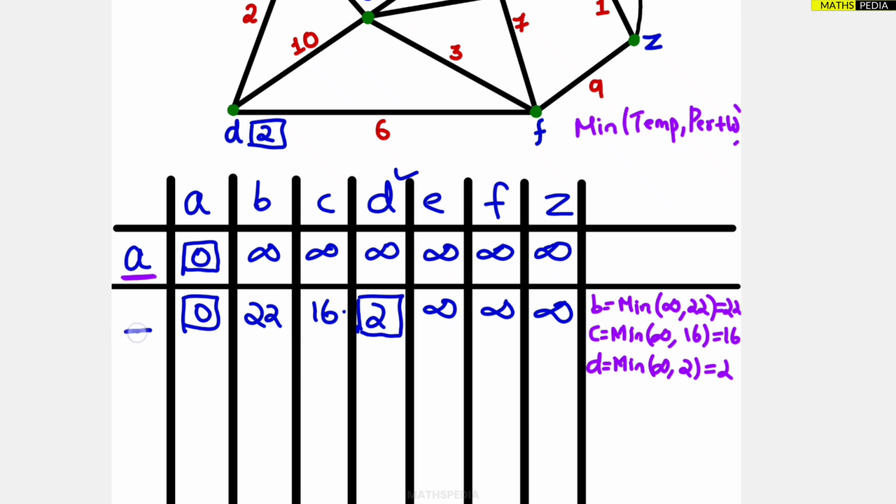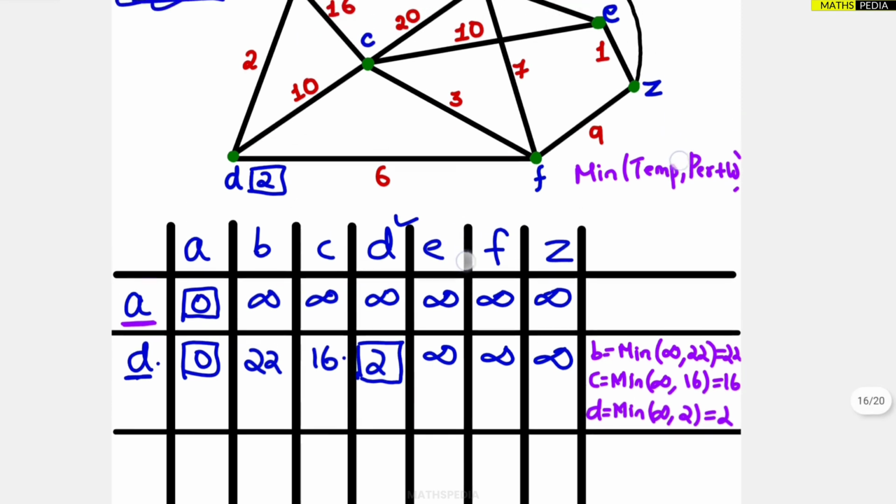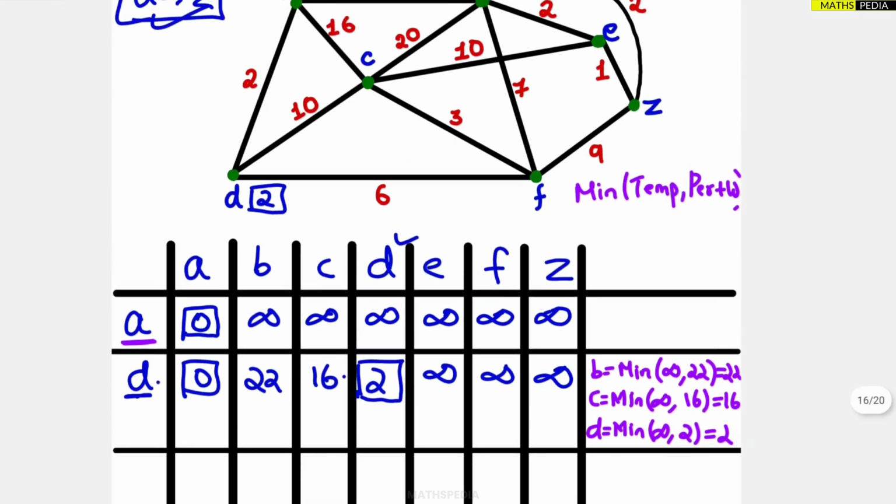Now beside this, what you are going to write? Whatever the new permanent label we have got, that you are going to write here. That means the D variable we have got. After all the calculation of this, we are going to write beside this. Okay. Next step, we have to now focus on what? The new permanent label, which variable has got? D. So we have to focus on D. D is connected to F, C, A.